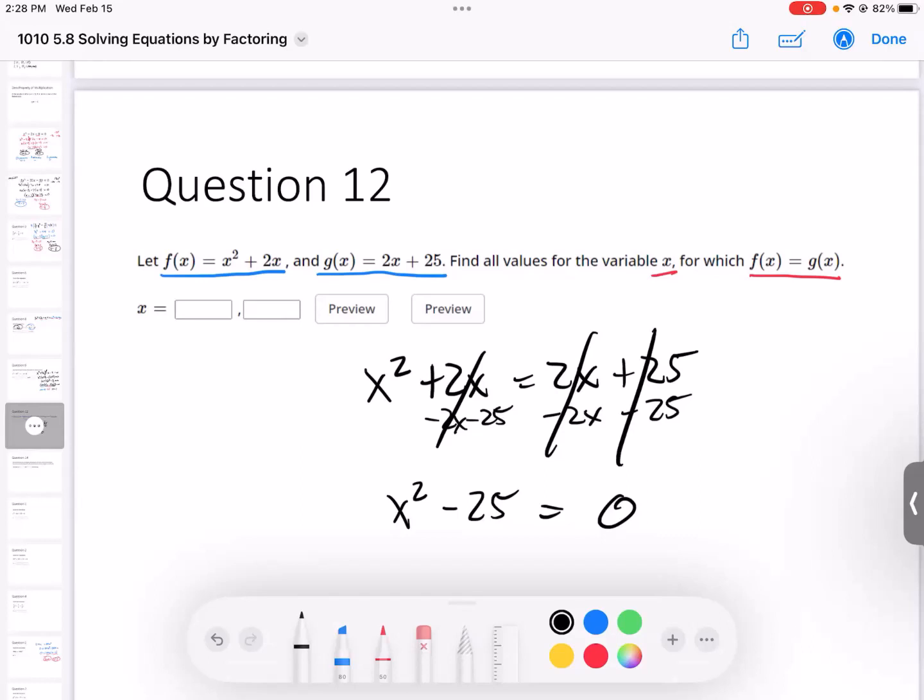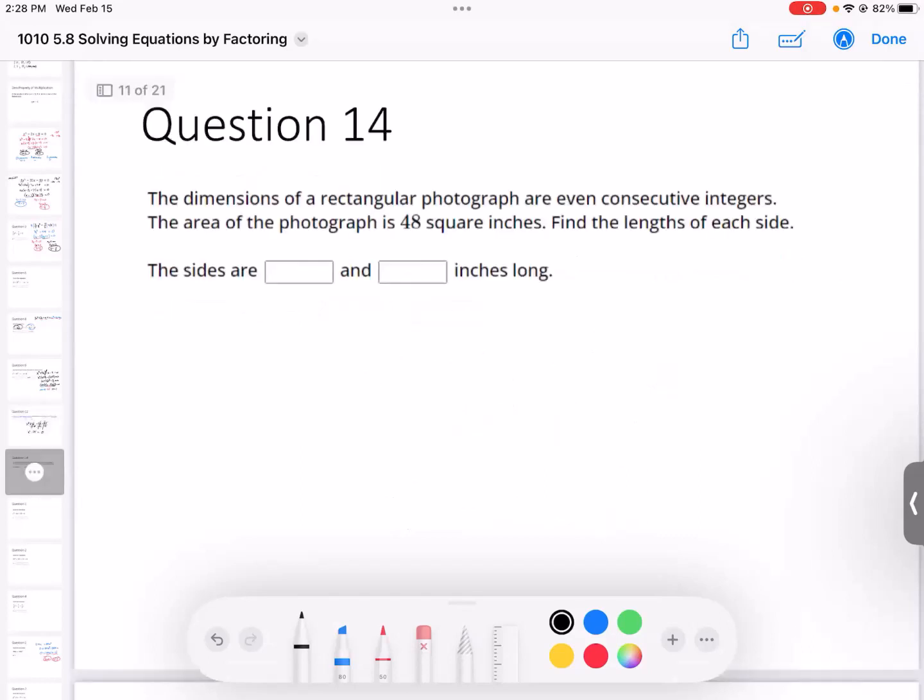The last one I wanted to go over was question 14. This is one of the word problems, and you have a couple word problems, and I can help you with them if you get stuck on them. But I want you to try it on your own. But this one, in my opinion, was the hardest one. So I want to talk through how we do this one.